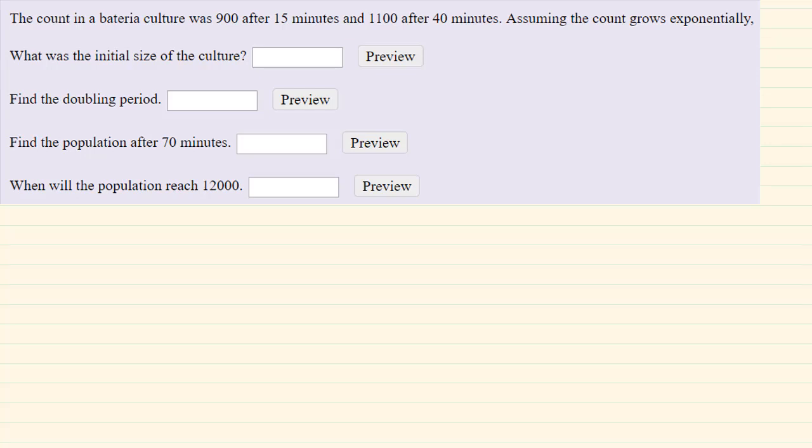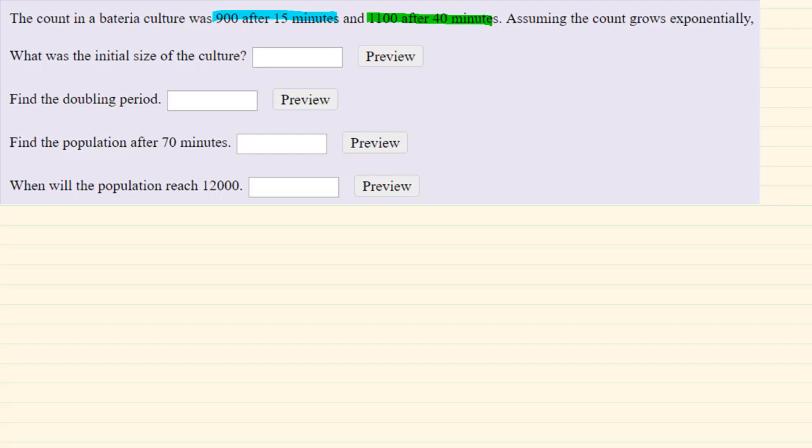Hi everyone, this is another homework problem that gets asked frequently. So we're starting out with a count of bacteria of 900 after 15 minutes, and then it's at 1,100 after 40 minutes. And assume the count grows exponentially. How do we solve this?